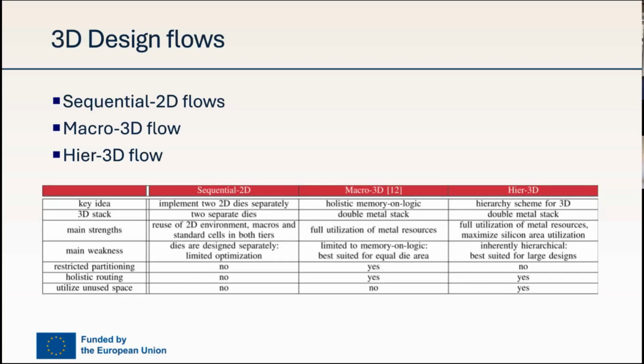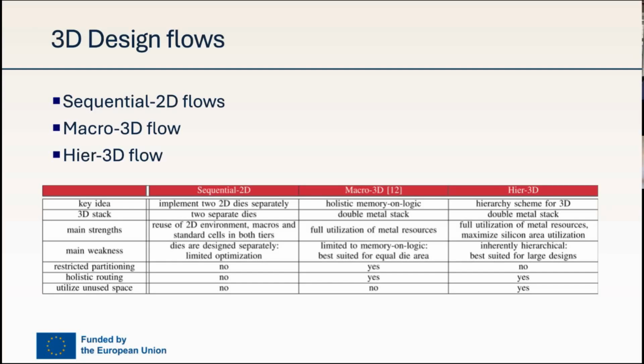Fundamentally, the 2 more important ones are sequential 2D and macro 3D. And what we would like to present, what we want to discuss today, is a new hierarchical 3D flow. The key idea of the sequential 2D is basically to use a partition so that we can implement our design in two separate dies. In macro 3D, the key idea is that we can try to implement a system using a memory-on-logic approach, but using a holistic view so that we can see the complete metal stack.